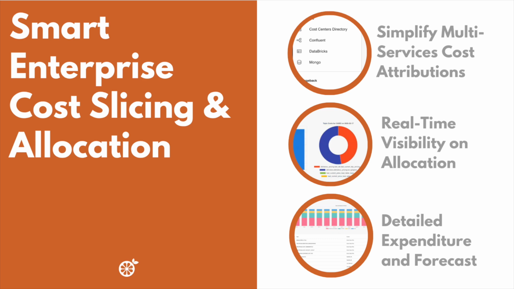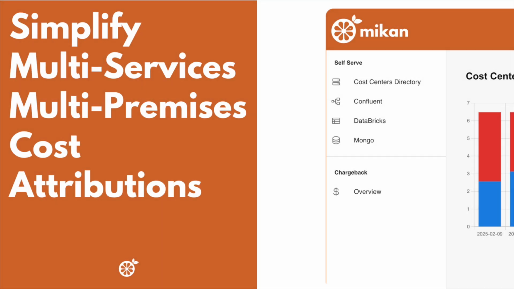We built Mikan to take the gymnastics out of enterprise cost allocation. It simplifies multi-service attribution, normalizing usage across Confluent, Databricks, Mongo, and more, so shared services and mixed meters roll up cleanly to the right owners.